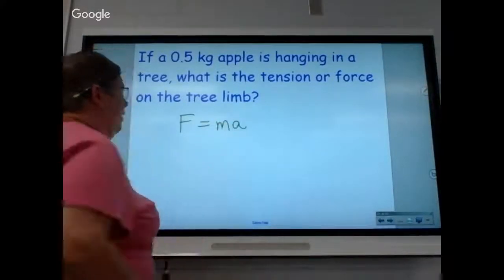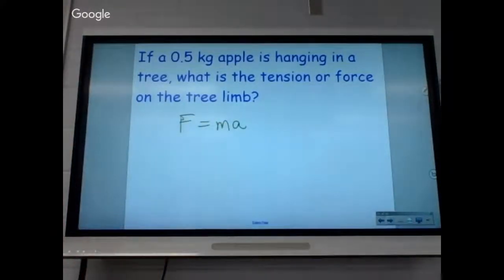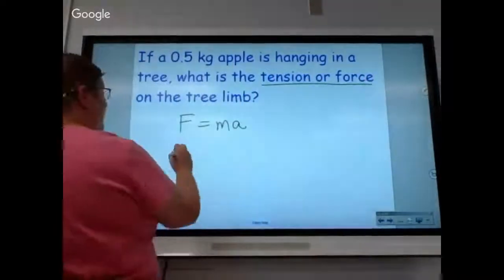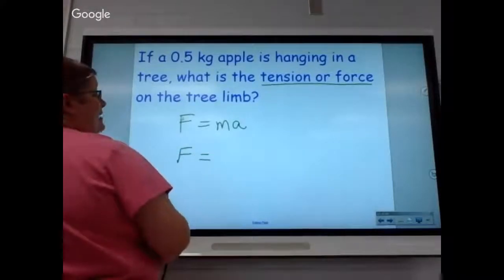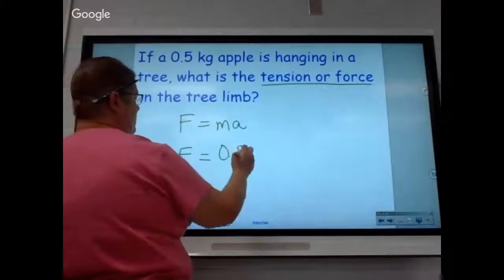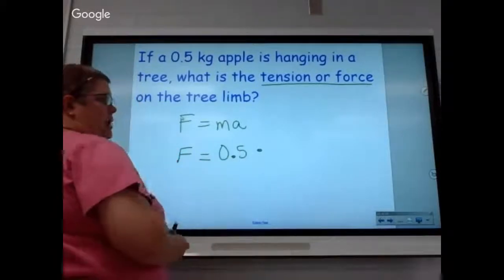I don't know. All right, so F equals MA. What do we know? What are they asking us to find? They're asking us to find the tension, or the force. Okay, so we're looking for F. What is the mass of the apple hanging in the tree? 0.5 kilograms. All right, times the acceleration.